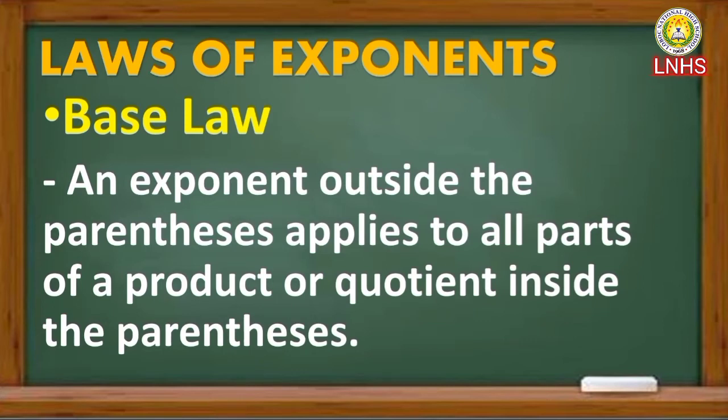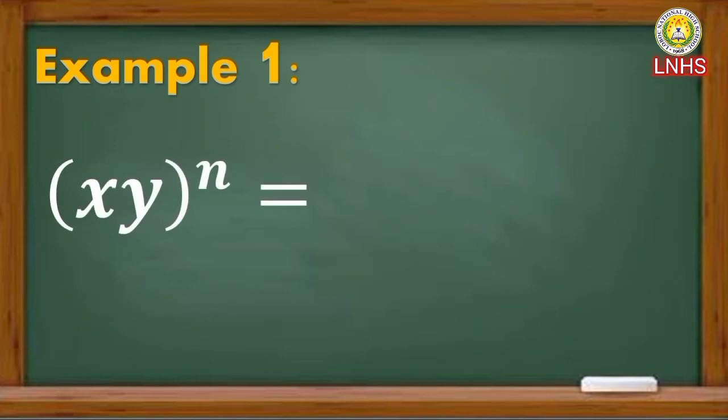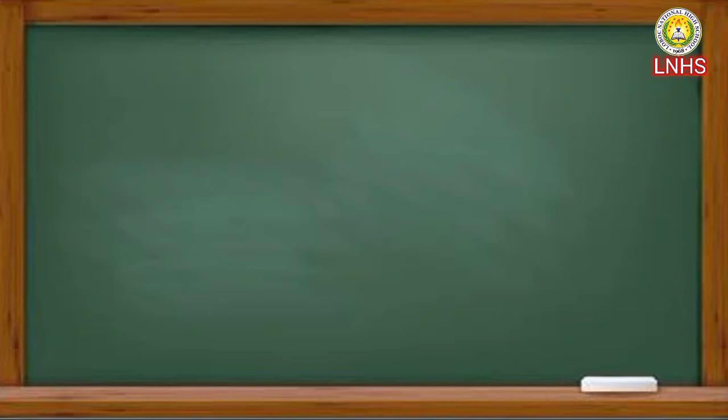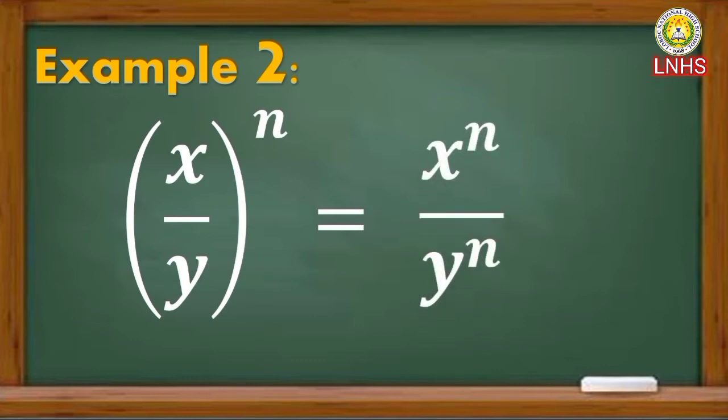An exponent outside the parentheses applies to all parts of a product or quotient inside the parentheses. Example number 1. (xy) raised to the power of n. All you have to do is to distribute the exponent n. So it is equal to x to the power of n times y raised to the power of n. Example number 2. (x over y) raised to the power of n is just equal to x raised to the power of n over y raised to the power of n.